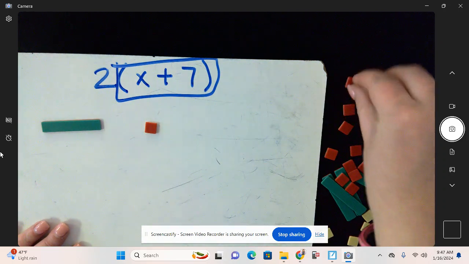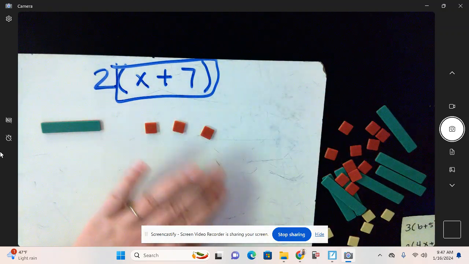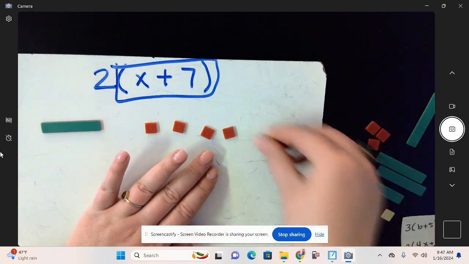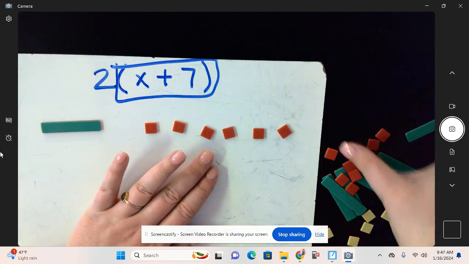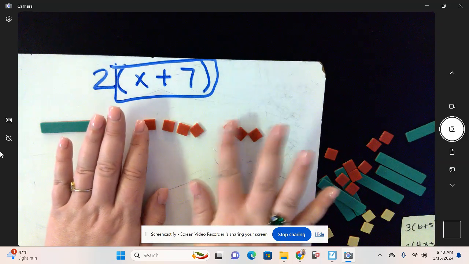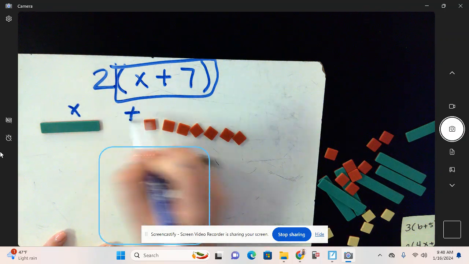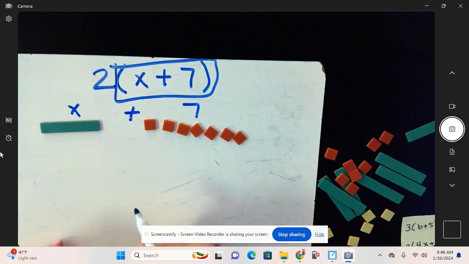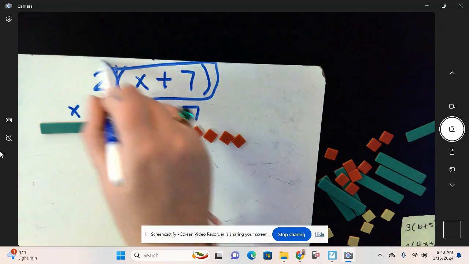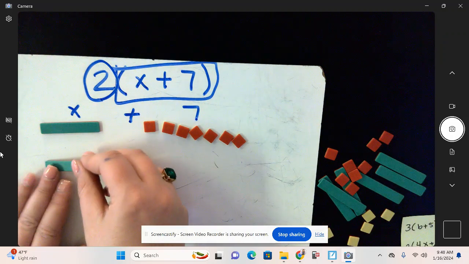1, 2, 3... 7. 7 ones. So I have x plus 7 being modeled here. How many times are we going to do it? 2. The outside number tells me how many times. I'm going to do it 2 times. So I do it.